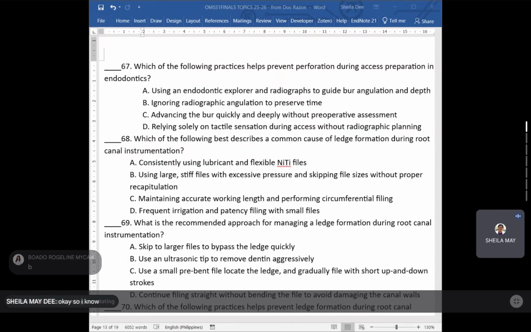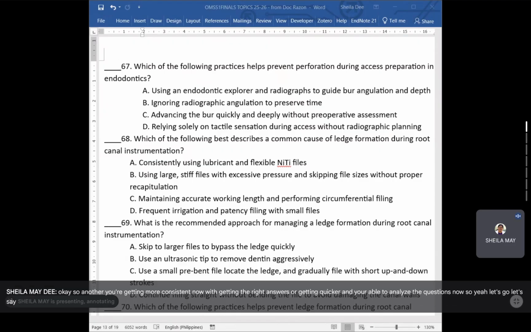Okay, so you're getting more consistent now with getting the right answers. You're getting quicker and you're able to analyze the questions. So yeah, that's good. You need to be more confident. And the only way that this can happen is if you practice, not just study your references, but also practice answering. Okay, yeah.